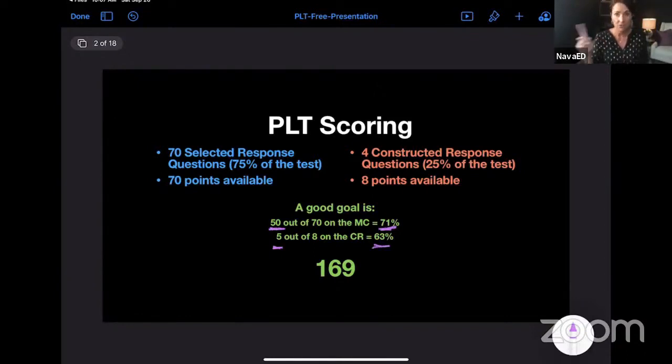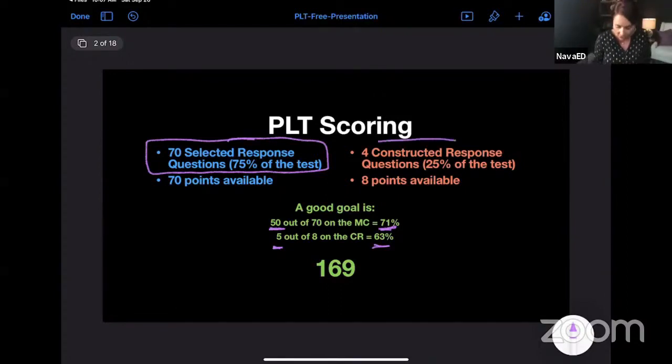So really quickly, let me just go over the test. There are 70 selected response questions. Selected response is just a fancy word for multiple choice. And there are 4 constructed response questions for the test. 75% of the test is made up of the multiple choice. 25% of the test is made up of the constructed responses.